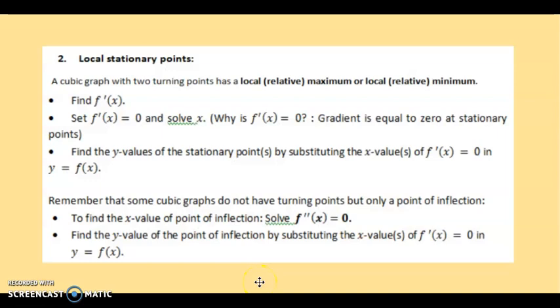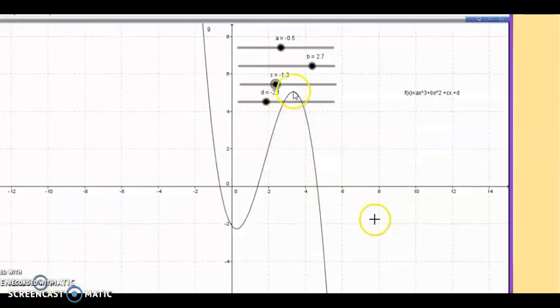Once I have calculated the x and the y-intercepts, I need to calculate the stationary points. Now, for a cubic function, there will be two local stationary points. A cubic graph shows a local maximum and a local minimum. This can also be referred to as a relative maximum or a relative minimum. So we find the derivative of the function. Once we have found the derivative, we equate the derivative to 0 and we solve for x.